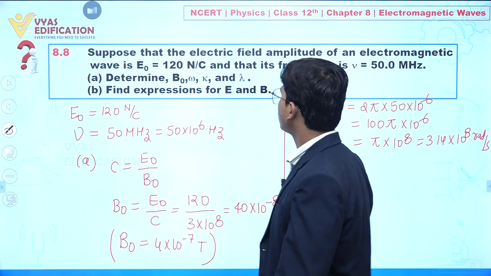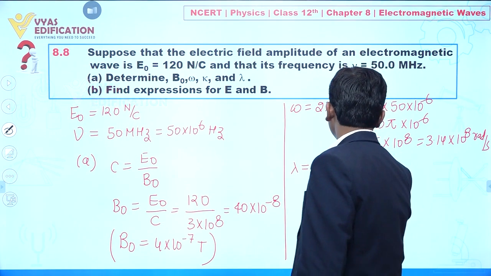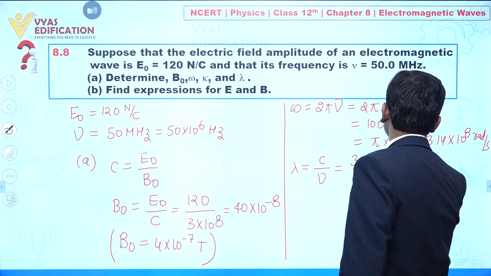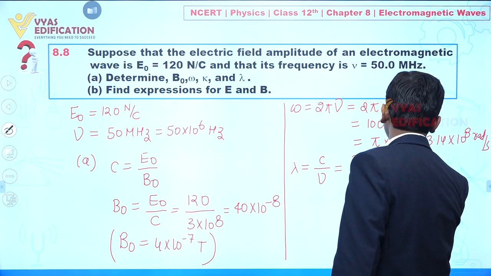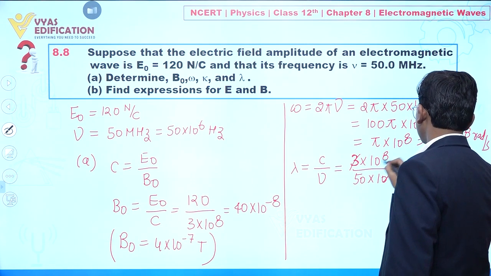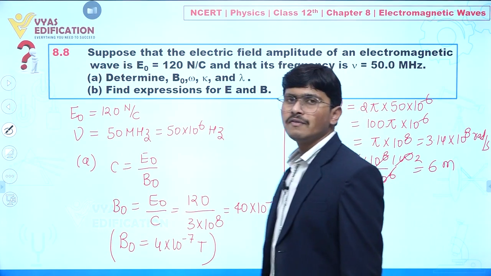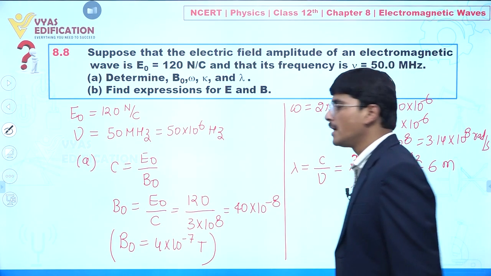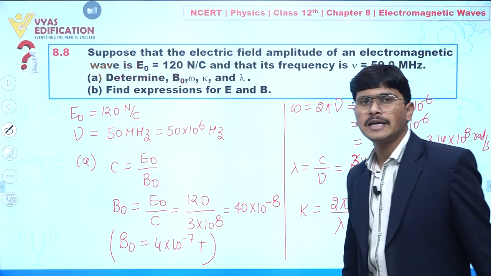Third objective is to calculate value of k, but first we find lambda. Lambda is equal to what? This is given by c divided by frequency, clear. Value of c is given 3 into 10 to the power 8. What about frequency? Frequency is given to you 50 megahertz, so 50 into 10 to the power 6. From here we can say this is 6 meter, clear. Value of lambda we have is 6 meter, fine. Now our objective is to calculate k. So k, actually this is wave number, and this is given by 2 pi by lambda, clear.